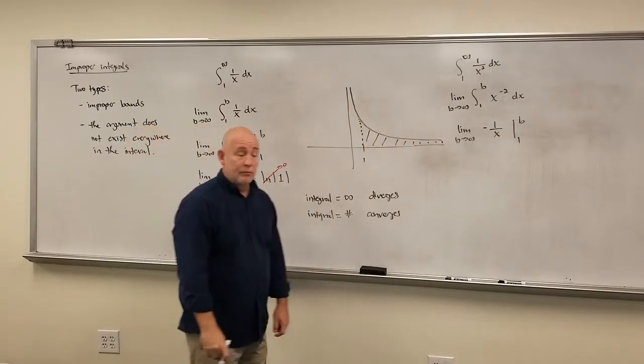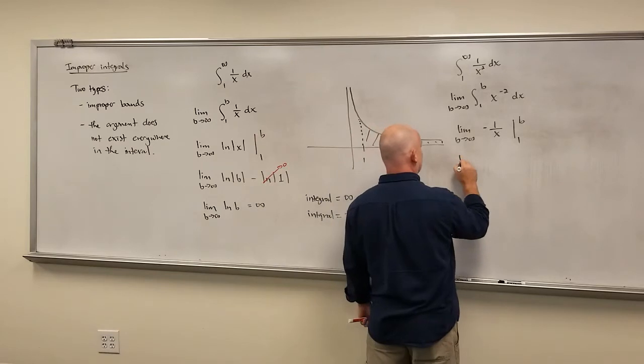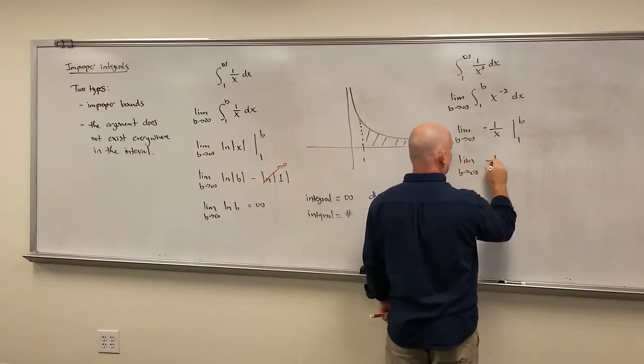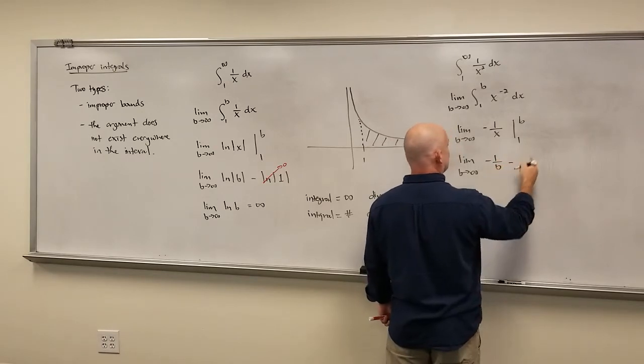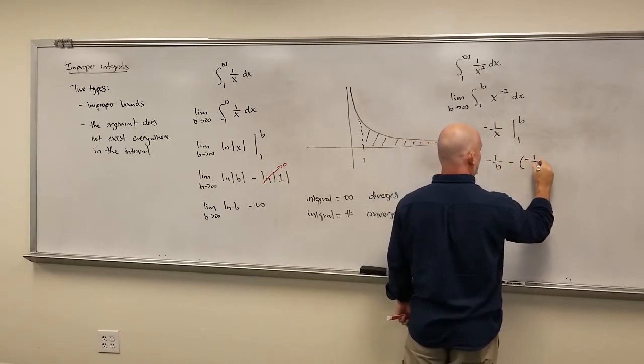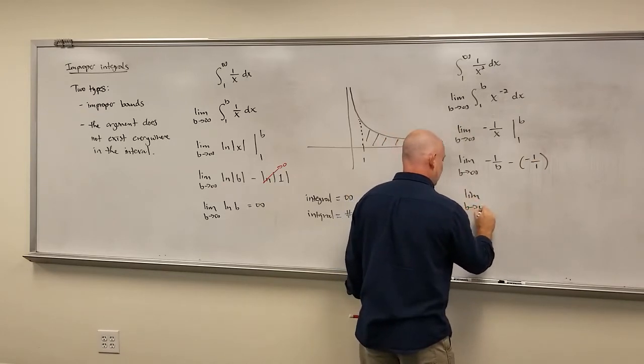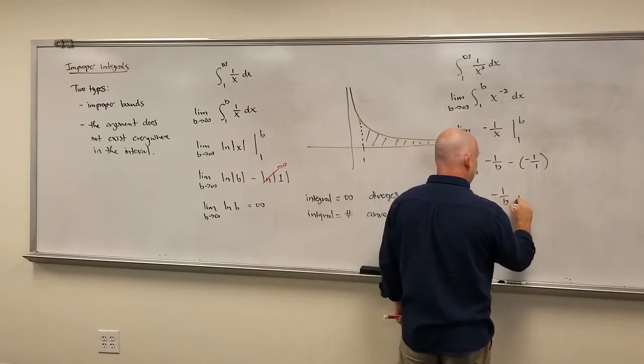Okay, so top endpoint minus bottom endpoint. Let's see what happens. We get the limit as b goes to infinity, negative 1 over b minus, that's top endpoint, minus negative 1 over 1. So this is the limit as b goes to infinity, negative 1 over b plus 1.